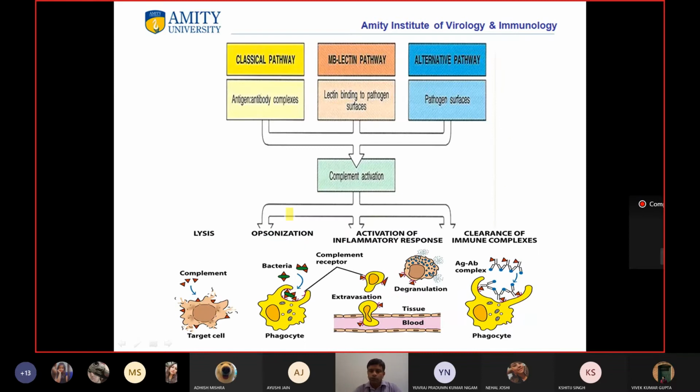Okay, so when we talk about the complement system pathway, there are three major types. The initial one which was discovered was the classical pathway. This was the first pathway on which Jules Bordet and Paul Ehrlich worked. So that was the classical pathway.